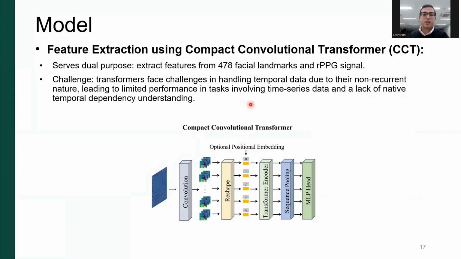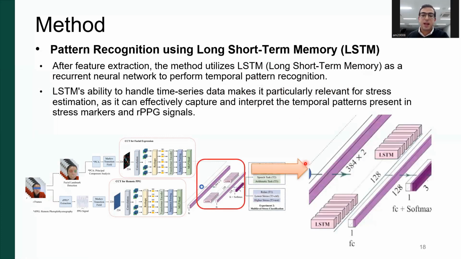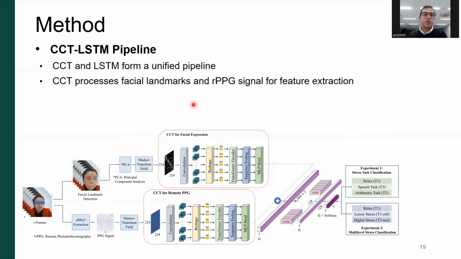For the feature extraction, we are using Compact Convolutional Transformer, CCT, to do the feature extraction both for facial expression, 478 landmarks, and the rPPG signal. But the problem is that the model by itself doesn't have the ability for temporal pattern recognition. So we are adding long short-term memory, LSTM, to get the temporal pattern recognition. And as you can see now, we have a block of LSTMs here to get the time-dependent features. And then finally, we would have a CCT-LSTM as a unified pipeline.